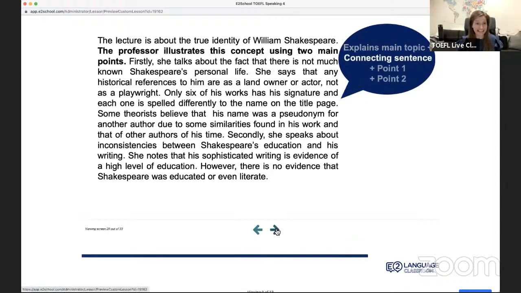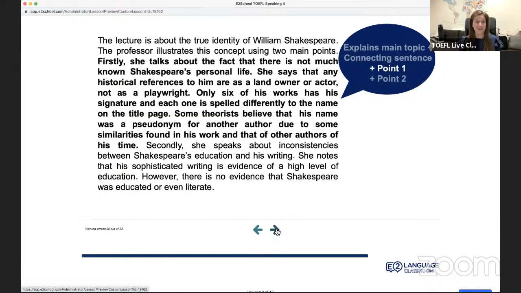Now, a connecting sentence: the professor illustrates this concept using two main points. And these are the main points that I'm about to talk about. Now we introduce the first point using a great linking word. Firstly, she talks about the fact that there's not much known about Shakespeare's personal life. She says that any historical references to him are as a landowner or an actor, not as a playwright.